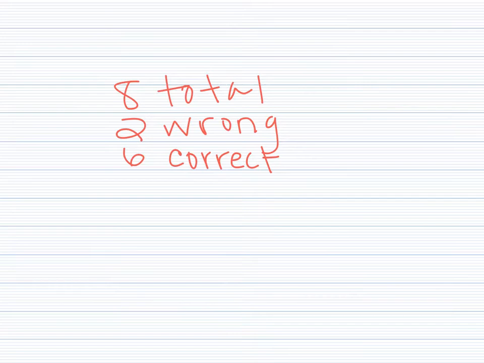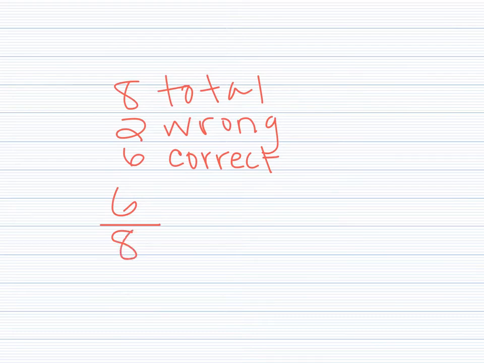So the first thing you'll do when you are grading your own work is you're going to write your score as a fraction of the total number correct out of the total number of problems. So you got 6 correct out of, we'll write that as a fraction, 8 total problems.